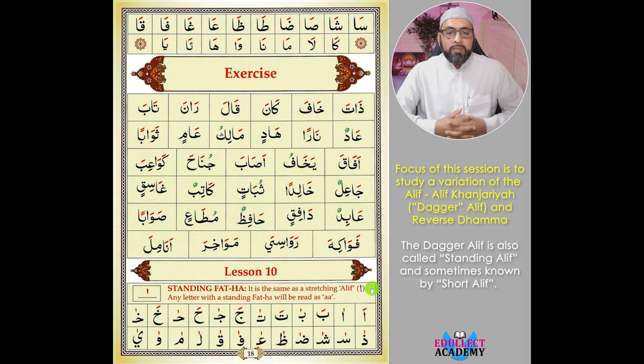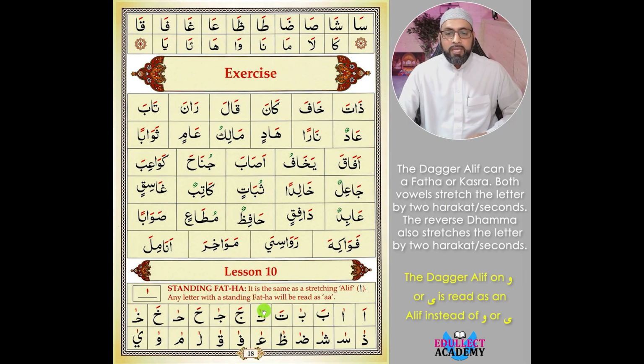The term standing fatha is actually also referred to as the dagger alif, because of the fact that you've got that symbol on top of the letter. So that is known as the dagger alif. Now, the Arabic term is alif khanjariya. Alif khanjariya is the term that's used in order to refer to this alif. Now, it's basically an alif that is standing.